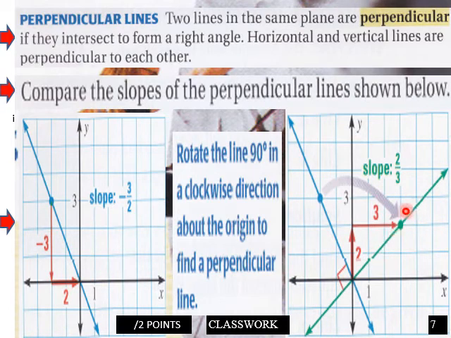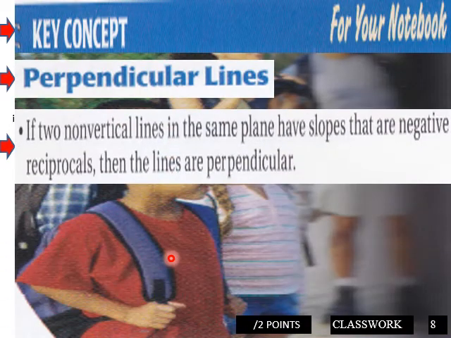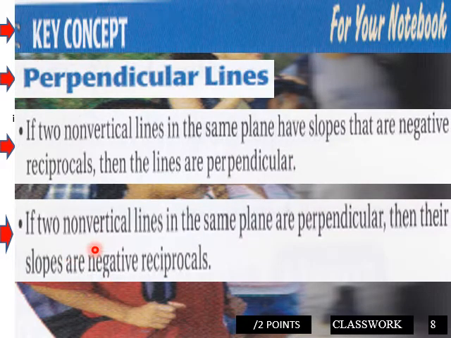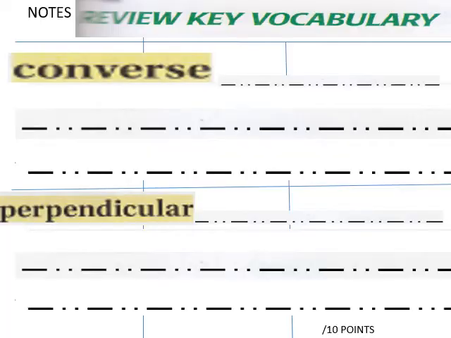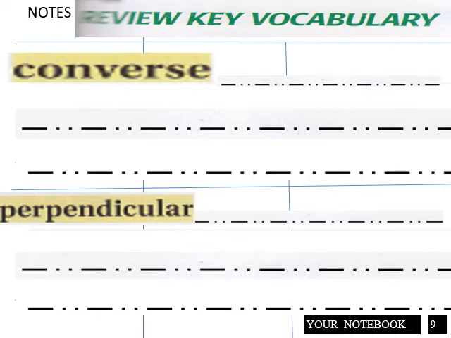So the slope of this new line, what is it? It's 2/3. The original was -3/2, and this is 2/3. How is this different from -3/2? Perpendicular lines: if two non-vertical lines in the same plane have slopes that are negative reciprocals, then the lines are perpendicular. If two non-vertical lines in the same plane are perpendicular, then their slopes are negative reciprocals. That's another way of stating this. Students, define in your own words converse and perpendicular.